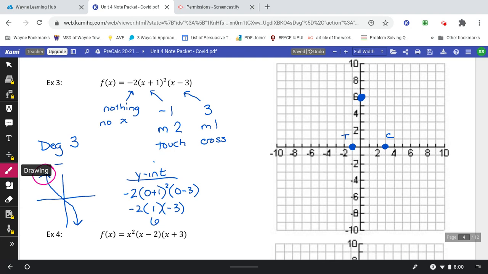We're going to start in the top left, end in the bottom right. So anywhere up in this region you can start. Doesn't really matter. So I'm going to start over here. I'm going to come down. I'm going to touch this. And touch means I touch it and I come back the same way. And then make sure you go through that point and then come down and cross through.